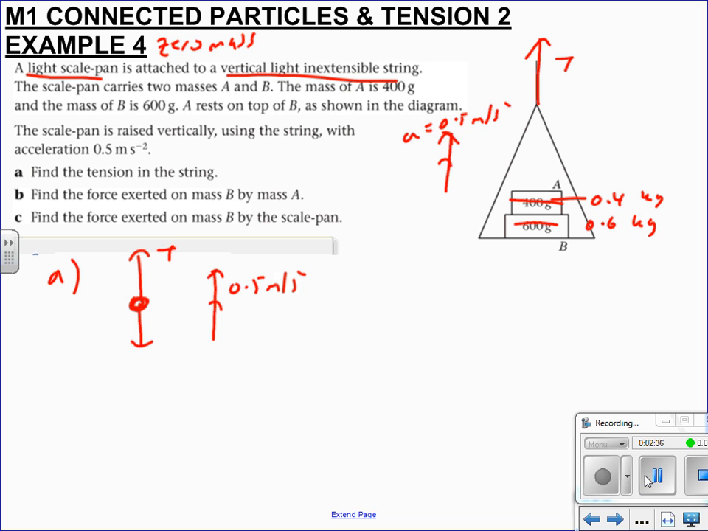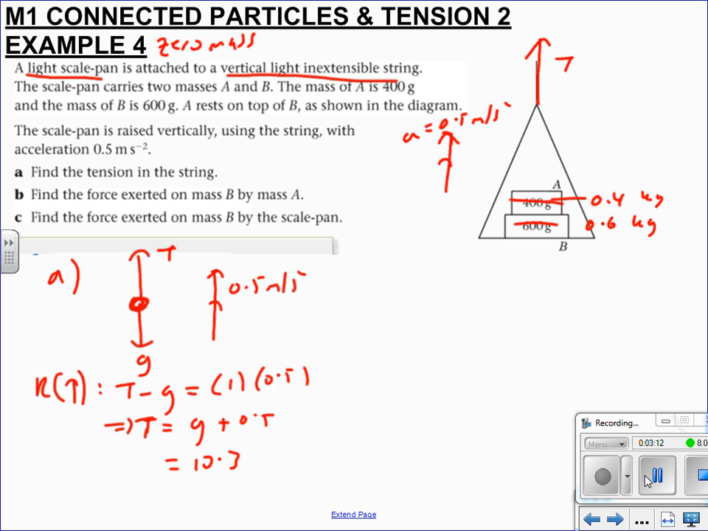You can see that the total weight this thing is carrying is 0.4 plus 0.6 g, so this is just g. The string doesn't really care about how many objects are within the lift, does it? It's still got to hoik everything up. So now we can resolve as normal. To find the tension, we resolve up: T minus g. So the force going up is T, g is going down, the total mass is 1, times acceleration, which is 0.5. So we've got T equals g plus 0.5, which is 10.3 newtons to 3 SF, because we've used g. So there we go. Happy with that, I hope.